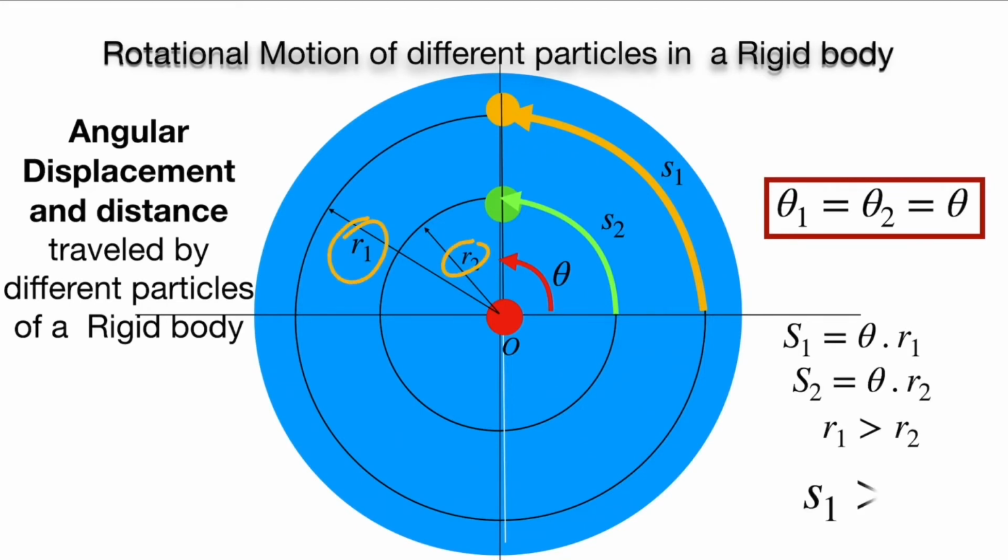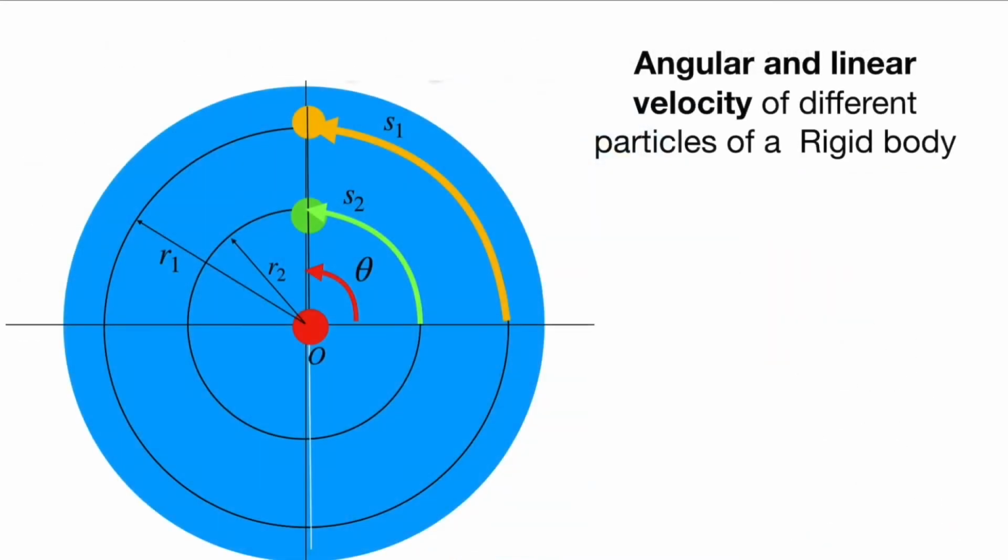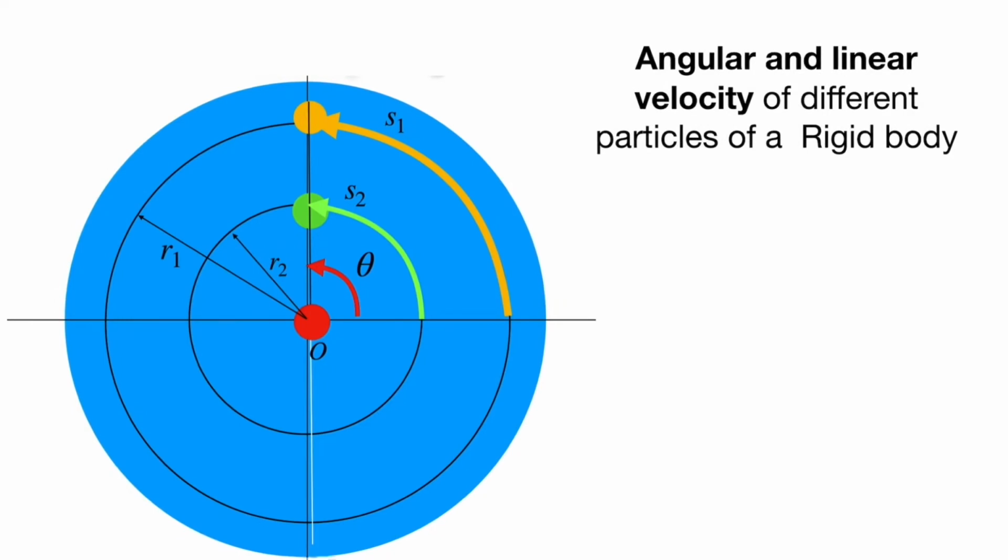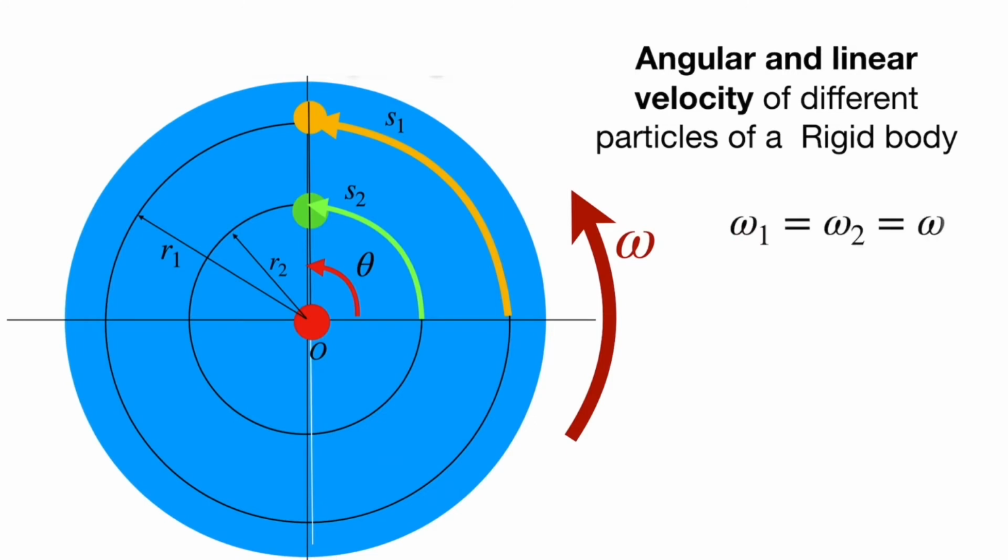So it means S1 is greater than S2. Now let's check out the angular and linear velocities of different particles of a rigid body. In the same example, we must understand that each and every particle of the disk rotates with the same angular velocity as the disk rotates. So in this case, the disk is rotating with omega. It means each and every particle, the green sticker as well as the yellow sticker, both rotate with the same angular velocity. Now what about their linear speed?